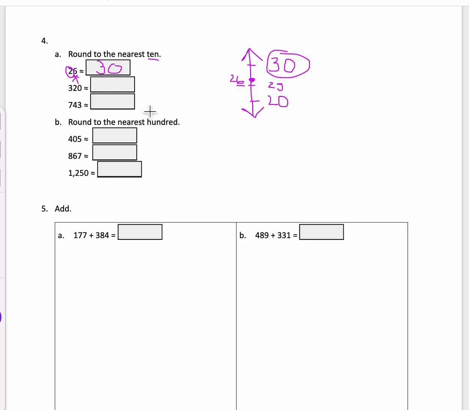Letter B, rounding to the nearest 100. Same concept, just the next up in place value, right? So here's the hundreds place. What's going to happen to the 4 in the hundreds? Okay, if you're using 400, is it going to be closer to 400 or to 500?